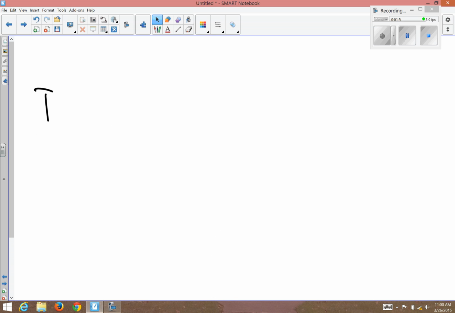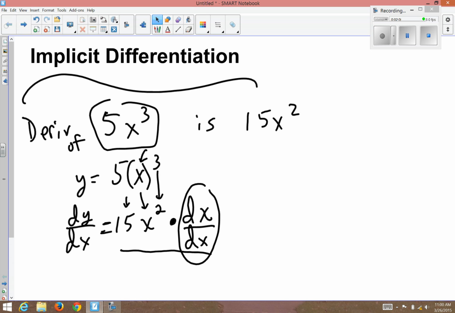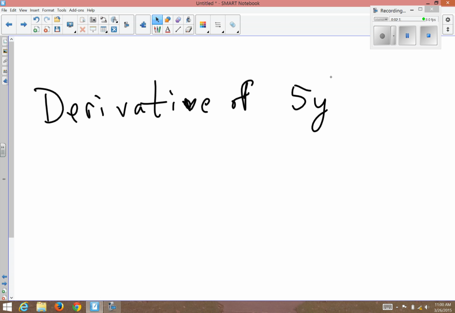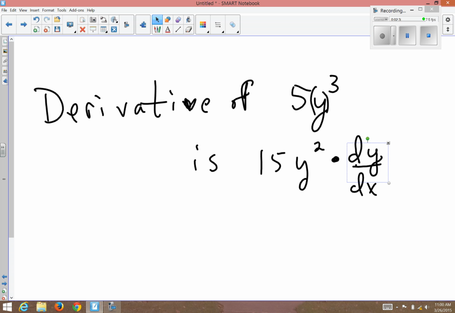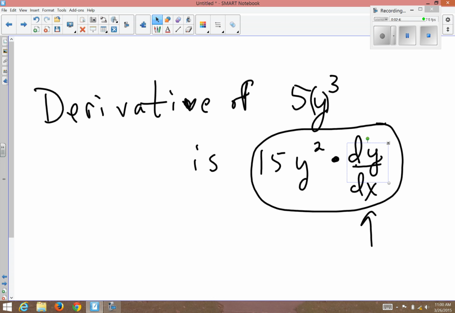However, the derivative of 5y to the third is, using the same rule, 3 times 5, copy the y, the 3 becomes a 2, and we do multiply by the derivative of what's in the parentheses with respect to x. So that all has to be written down. 15y squared dy dx. Can't leave that out.